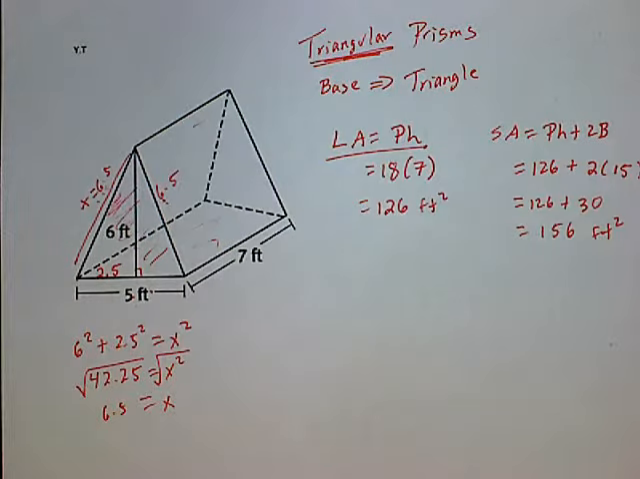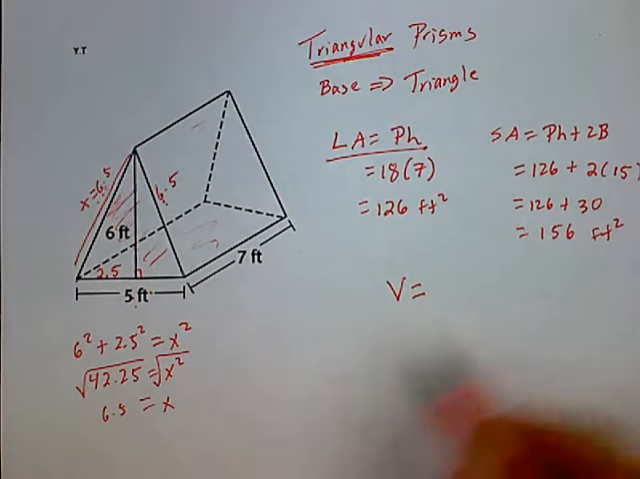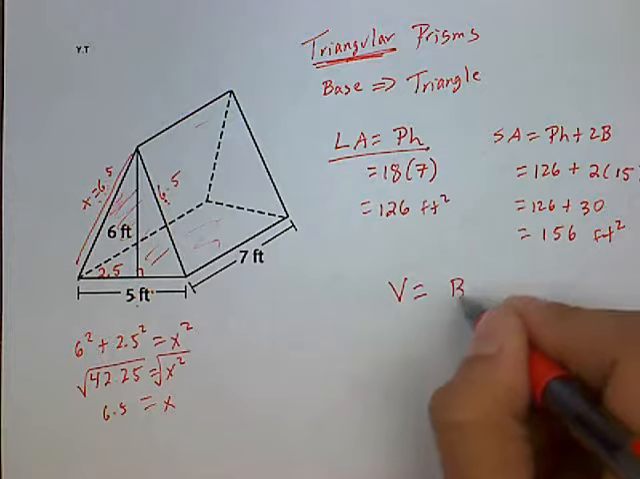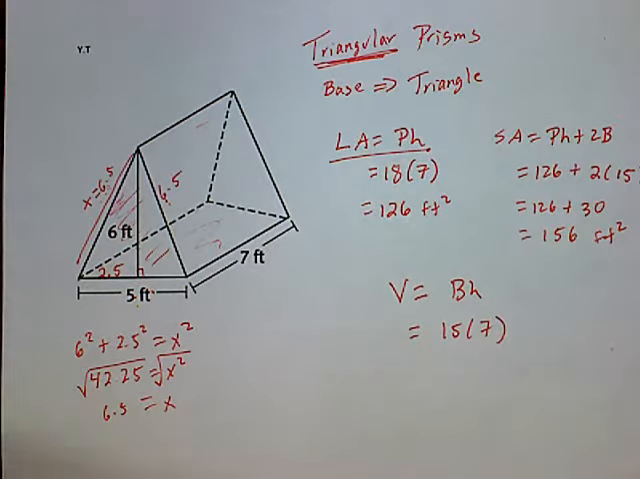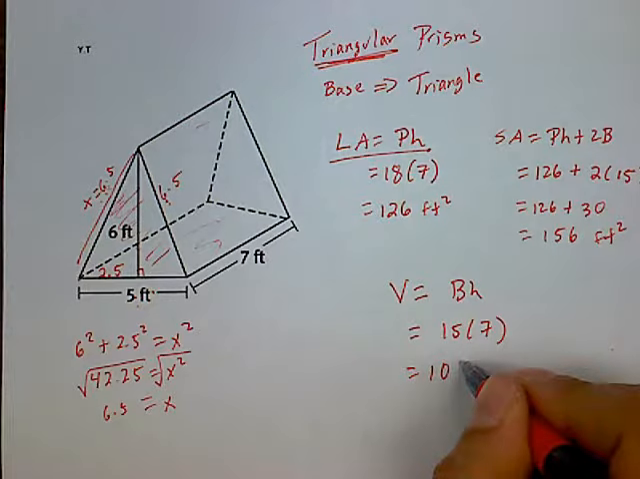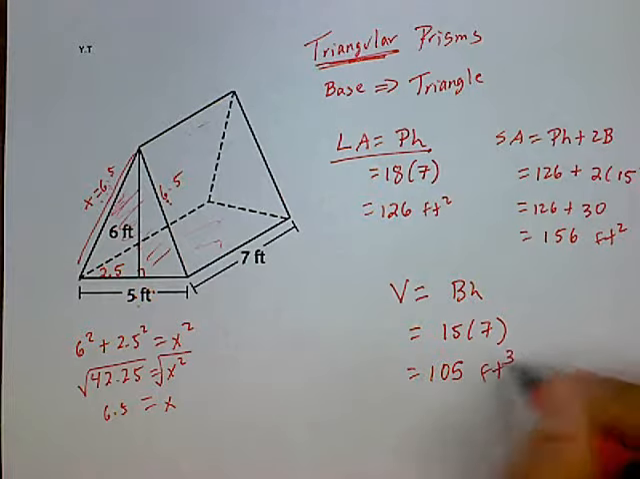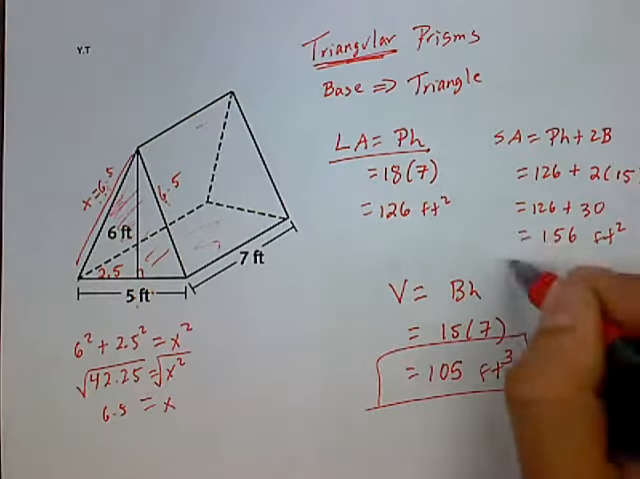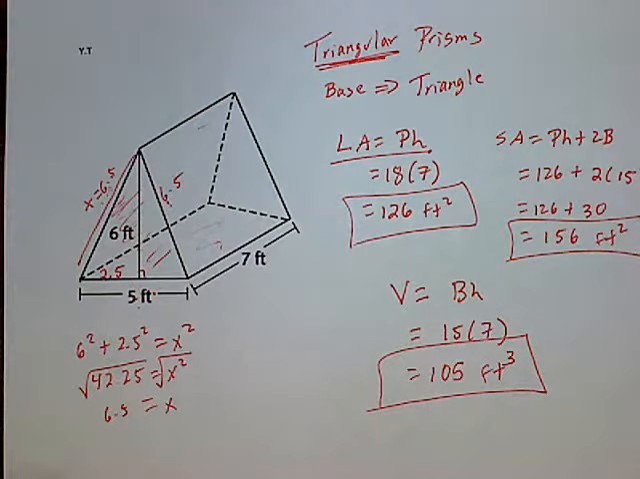Now volume, we do area of the base times the height. The area of the base, we know it's 15. The height is 7. So 15 times 7, you get 105 cubic feet. And that's pretty much all you have to do. Some problems get a little bit more complicated.